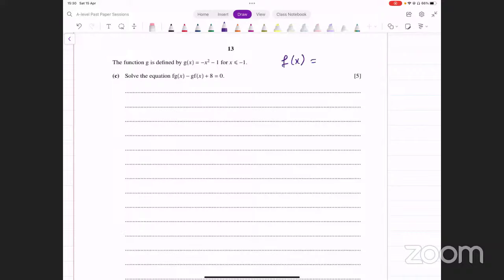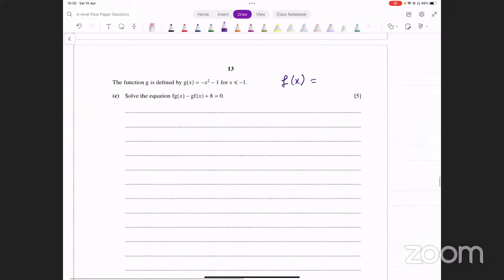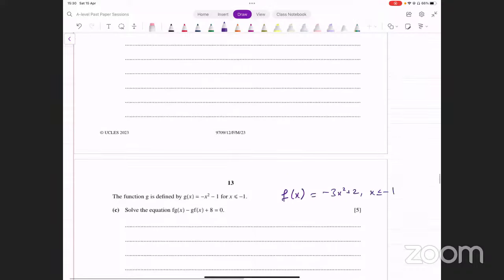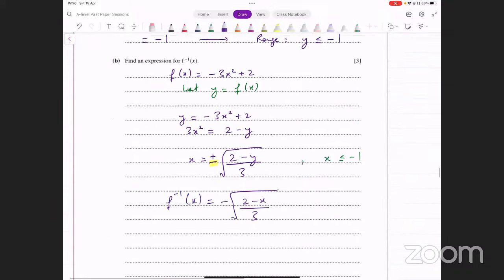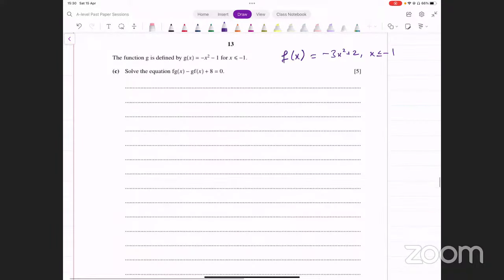The function f of x was minus 3x squared plus 2. And the domain for that function was x less than or equal to minus 1. दोनों functions की same ही domain है. ठीक है. अच्छा, अब ये इक्वेशन क्या है?